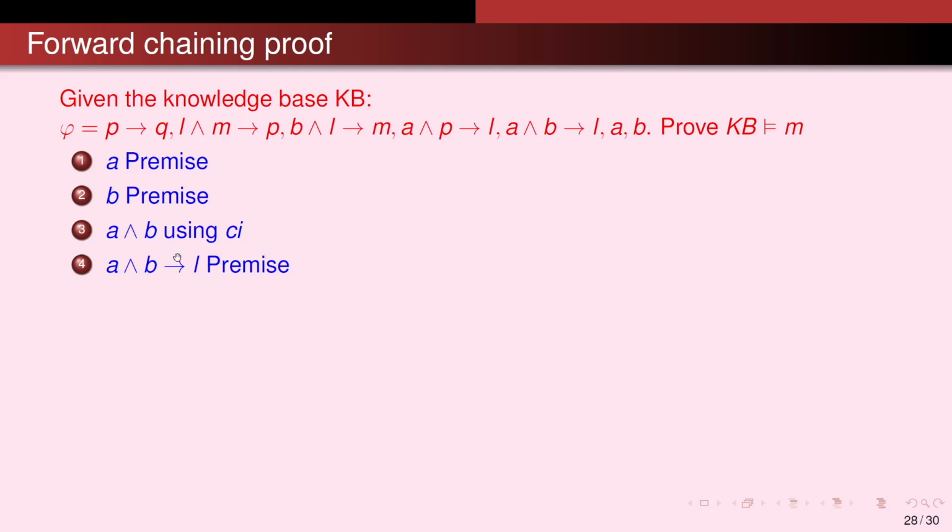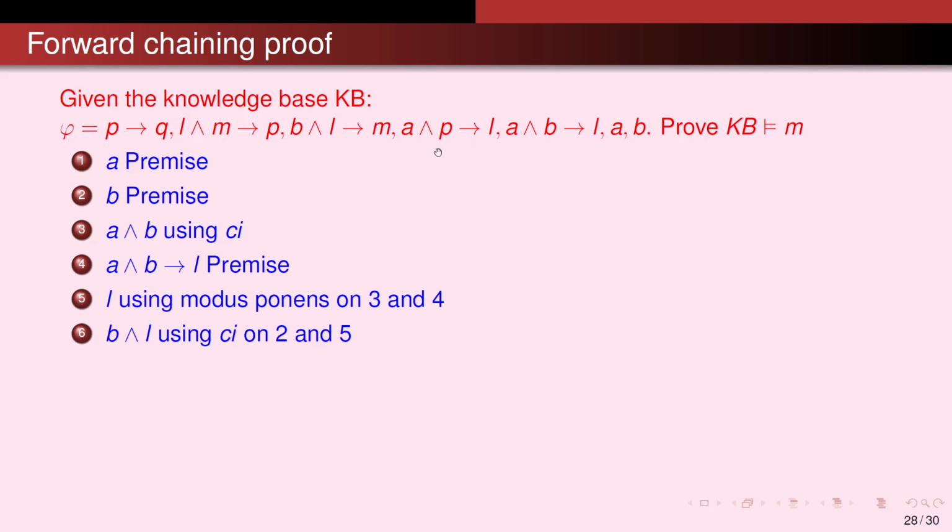And I already have A and B, this is already available as a premise. A and B implies L, this is already available as a premise. Now, I have 3 and 4, A and B implies L. We can apply modus ponens to it, therefore, we get L.